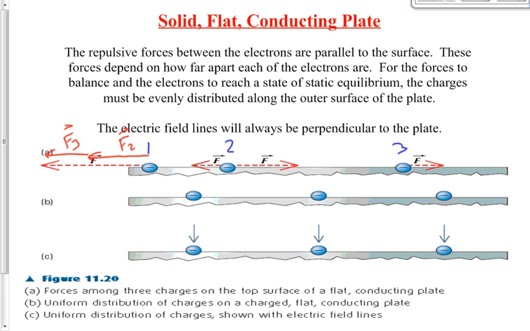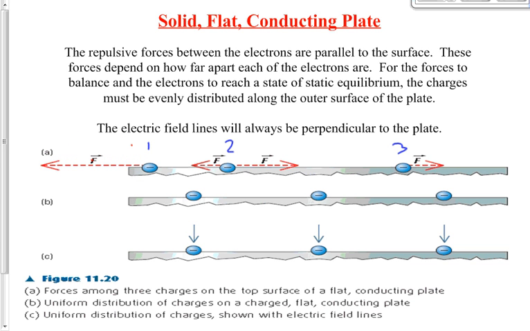Hey, can anybody explain to me why I've drawn F2 bigger than F3 there? Yeah, cool. It's closer, right? Assuming they're the same value of charge, and they should be because they're both electrons, the closer charge is going to provide a bigger force. So F2 is going to be bigger than F3, but combined, they give me that force that you see right there, the dotted line force.